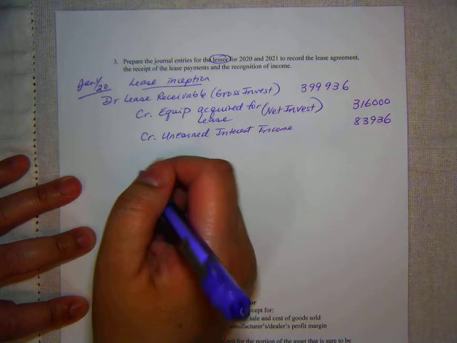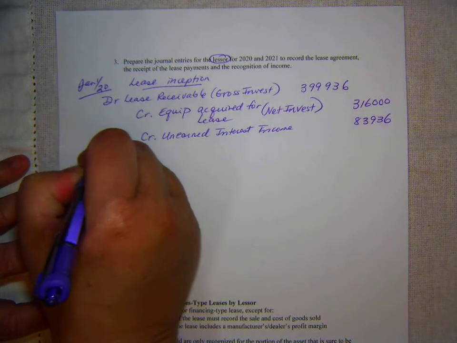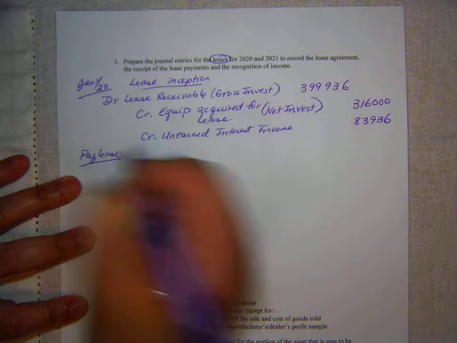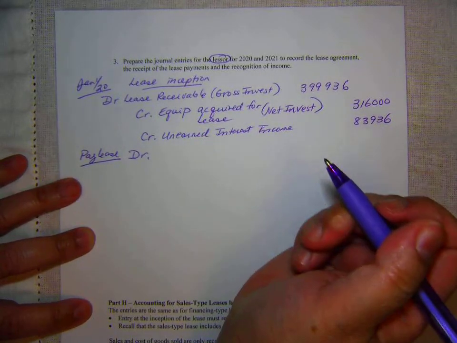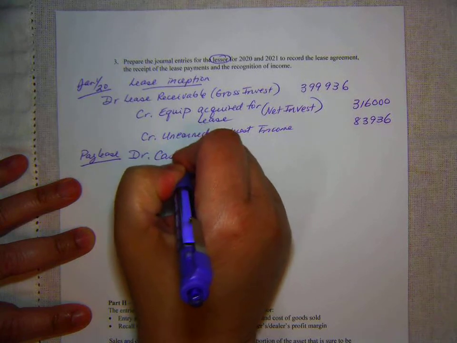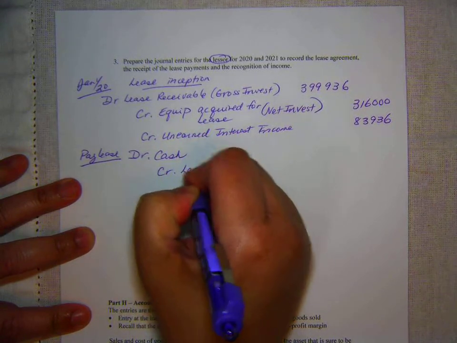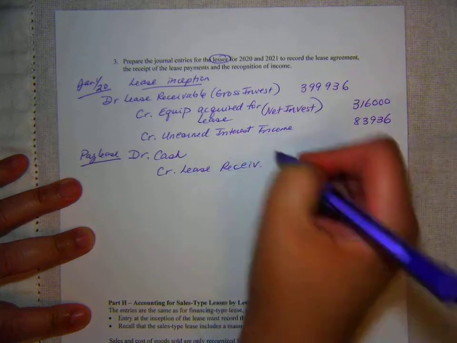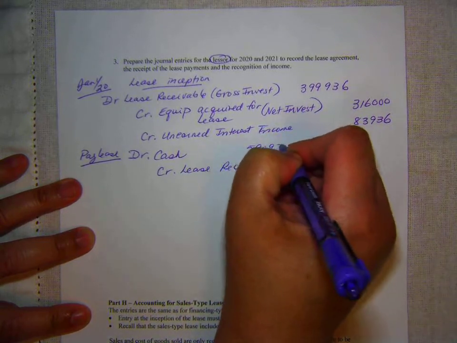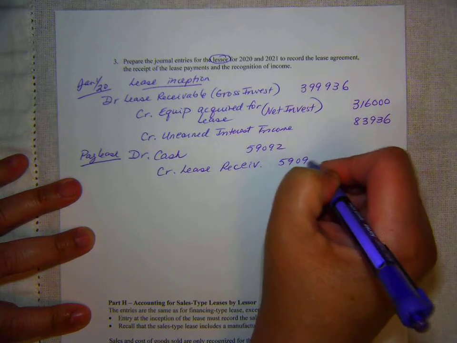Also on January 1st, we're going to pay the lease. Not pay the lease, we're the lessor, we get cash, and credit lease receivable for $59,092 because there's no interest. It was the first day.